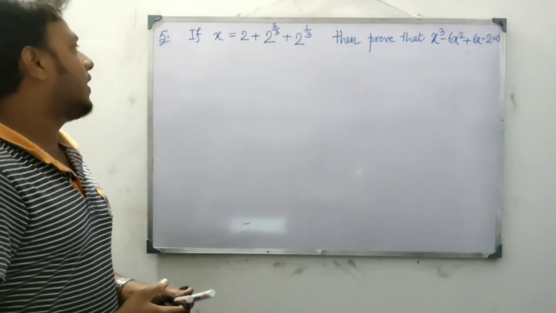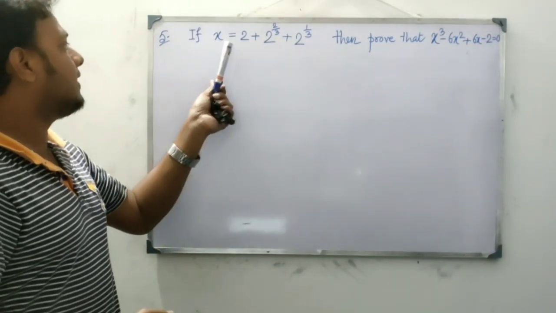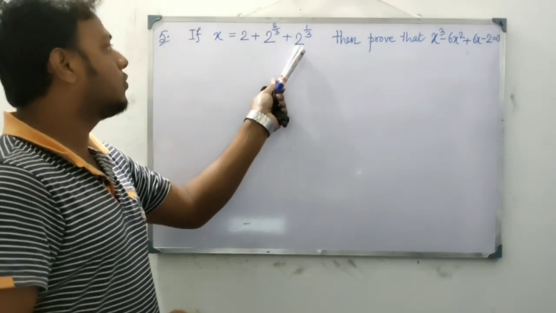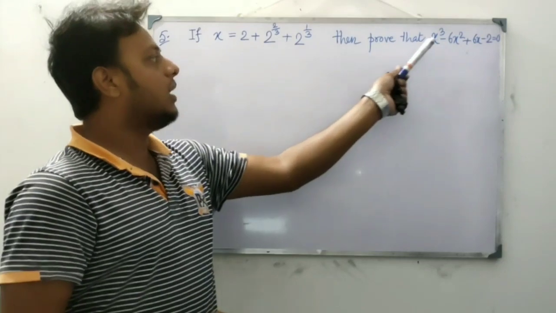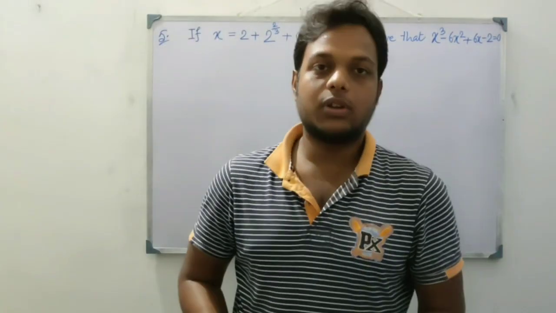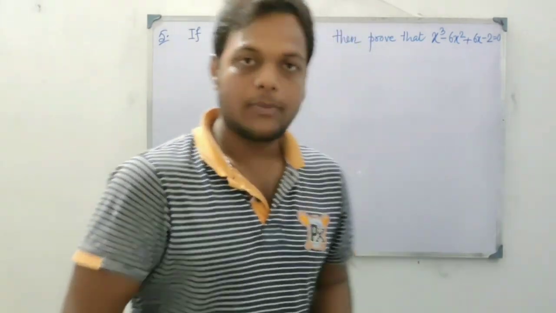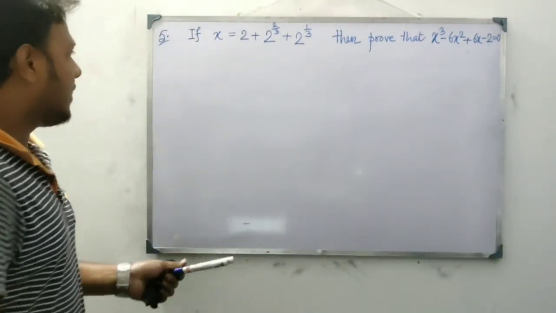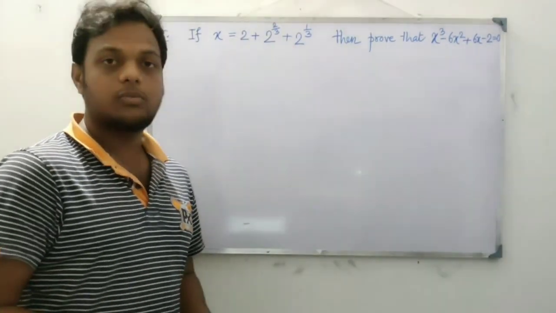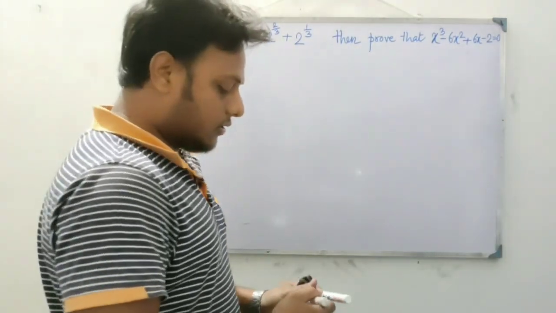This is question number 5. Read the question. If x equals 2 plus 2 to the power 2 by 3 plus 2 to the power 1 by 3, then prove that x cube minus 6x square plus 6x minus 2 equals 0. Okay, we have to prove it. So what is given? Given here x equals 2 plus 2 to the power 2 by 3 plus 2 to the power 1 by 3. It is given here. So I am solving.